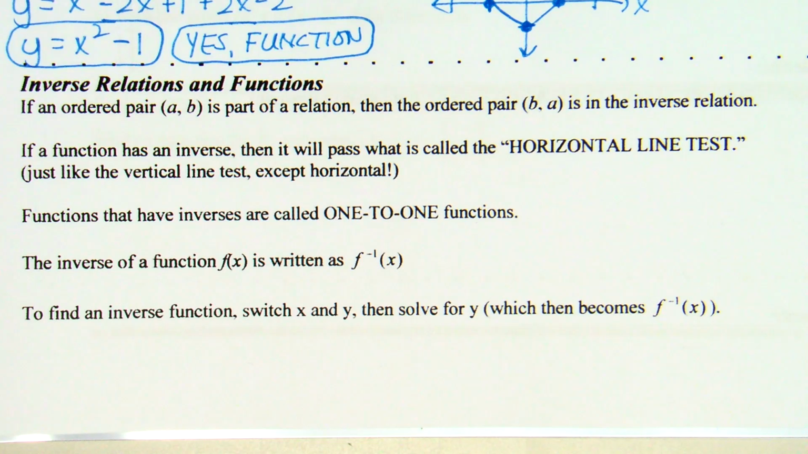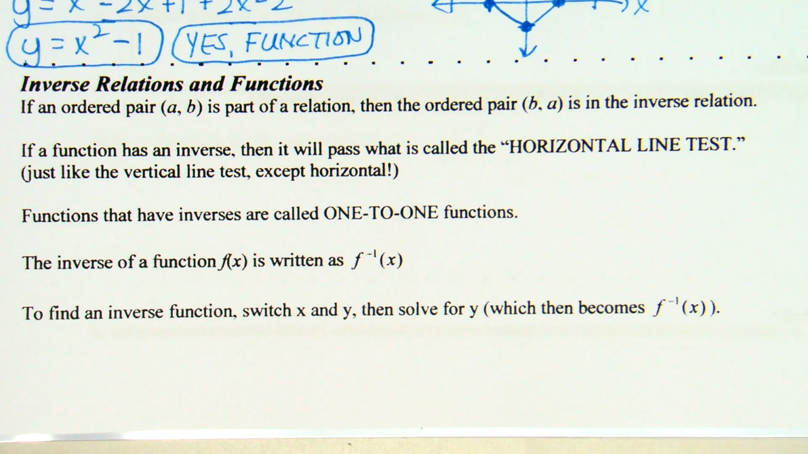To finish lesson 1.5 up, we have to talk about inverse relations and functions. I talked yesterday briefly at the end about inverses. If you remember doing inverses from Algebra 2, maybe even Algebra 1, when you're trying to find an inverse, we take x and we take y and we switch them. So that's a lot of what we're looking at today.